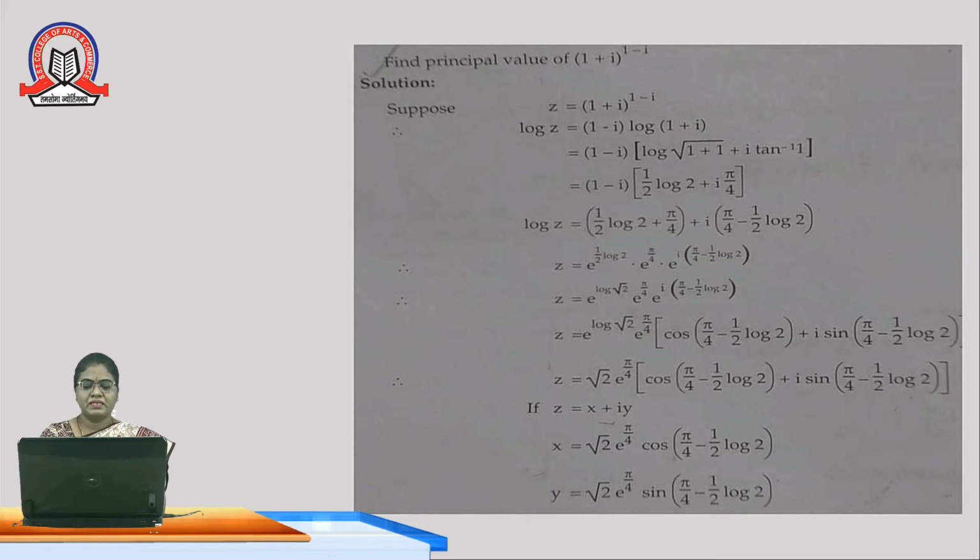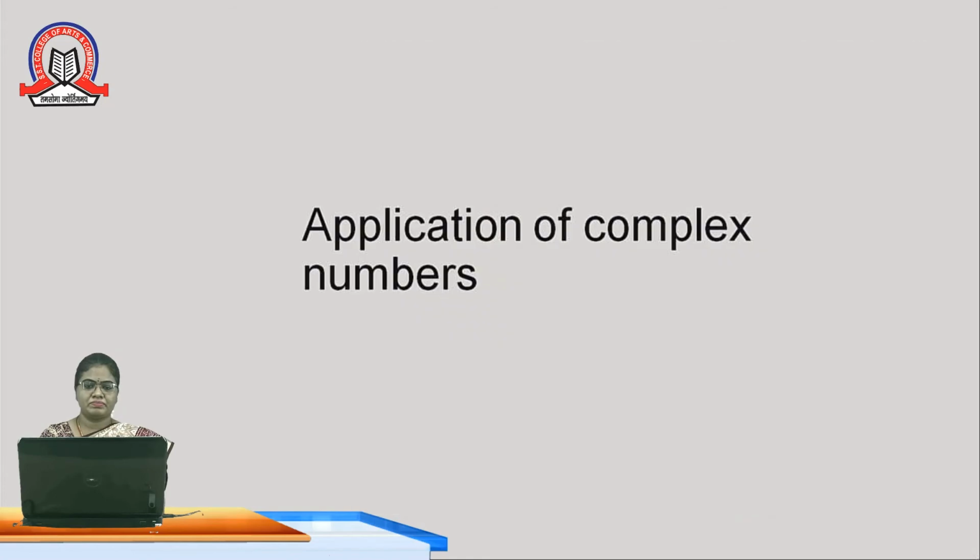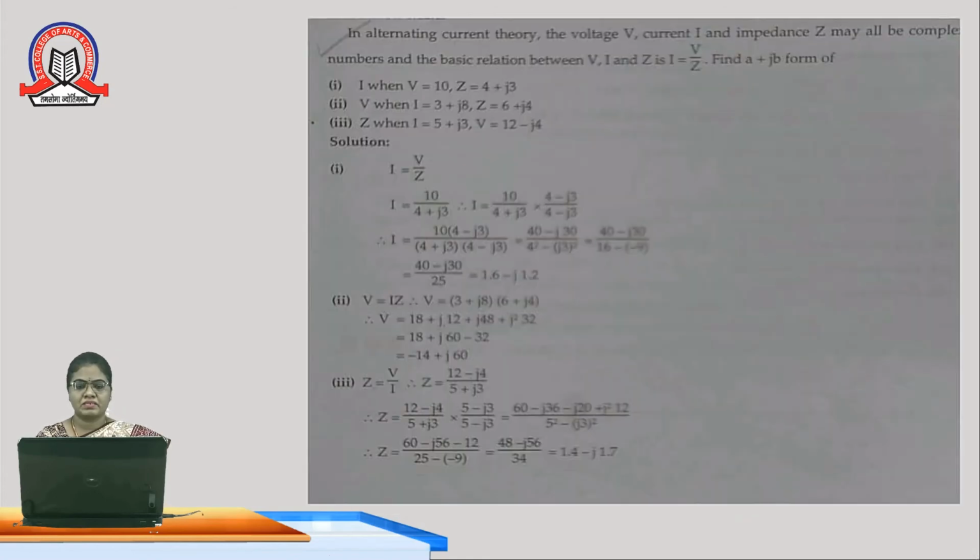Now comparing the real and imaginary parts of the complex number, we are getting the real part x equal to root 2 e power pi by 4 cos of pi by 4 minus 1 by 2 log 2. Similarly, imaginary part is y equal to root 2 e power pi by 4 sin of pi by 4 minus 1 by 2 log 2. Now we can see the application of complex numbers.